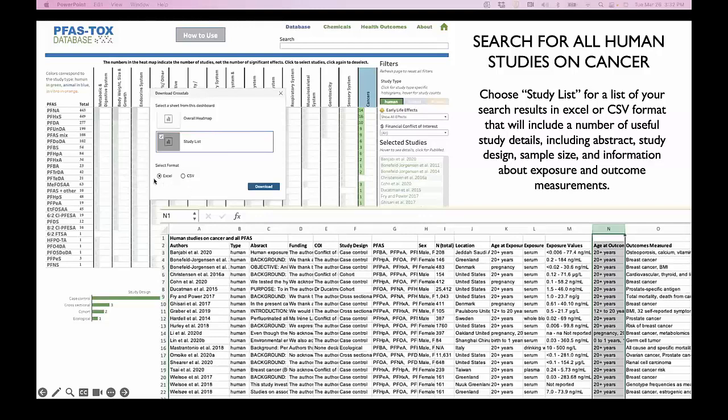something like this and includes this sort of information where you've got the authors, the type of study if you're doing more than one type, abstract, funding acknowledgement, COI information, the study design, the PFAS included, sample size, location, and also information about how exposure and outcome variables were measured, which is really important for determining bias and things like that in epidemiologic studies. And again, we can go into more about this during Q&A if people are interested, but I did want to just kind of run through some examples of how we're using the database in our work.